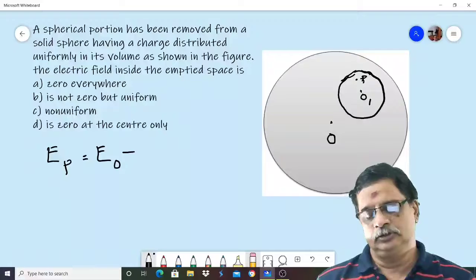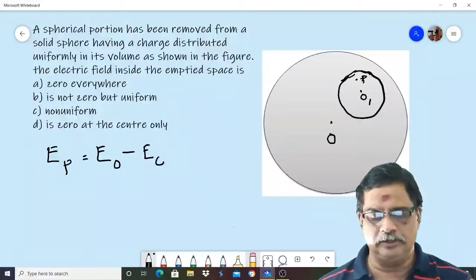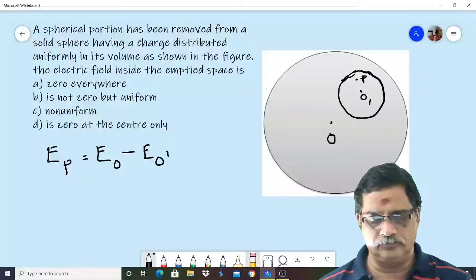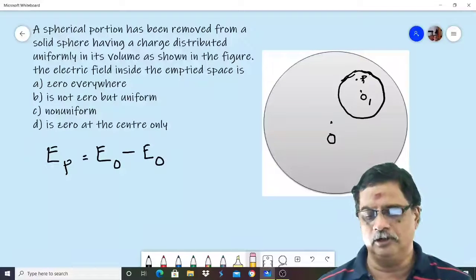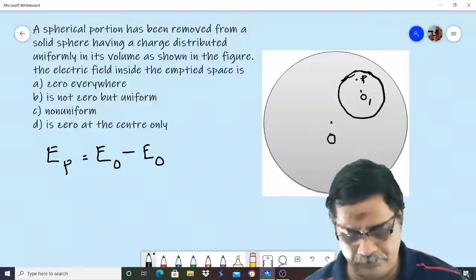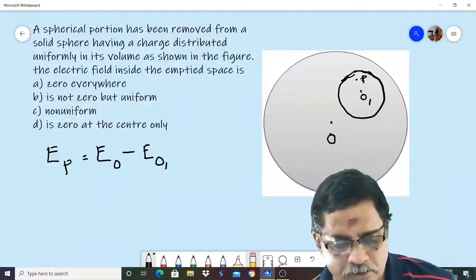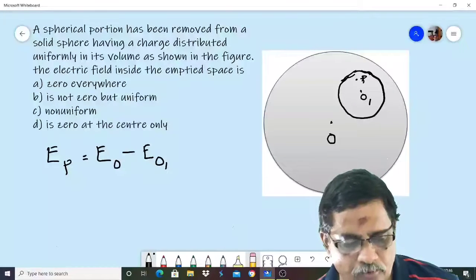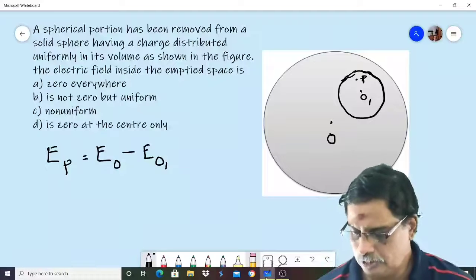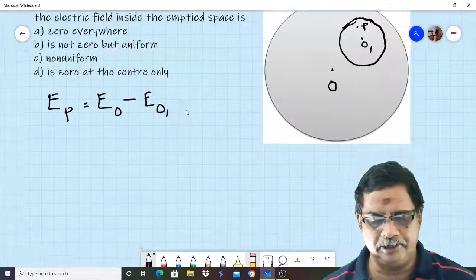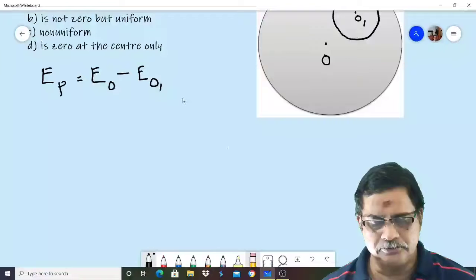minus the electric field due to the removed portion at P. So O is the center of the original sphere, and as I told you, O1 is the center of the removed portion, not O dash. So this is what we are going to do to find the electric field at P. Now, suppose we have a sphere in which charges are distributed uniformly within its volume, then in order to find an electric field at any point inside, let us consider a sphere like this.